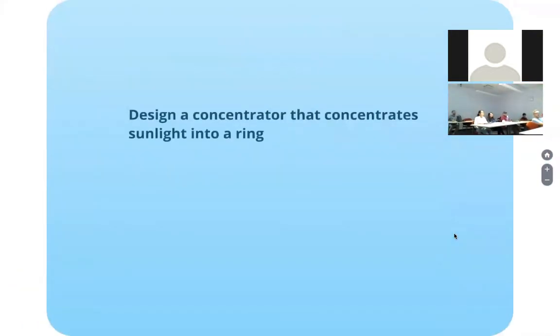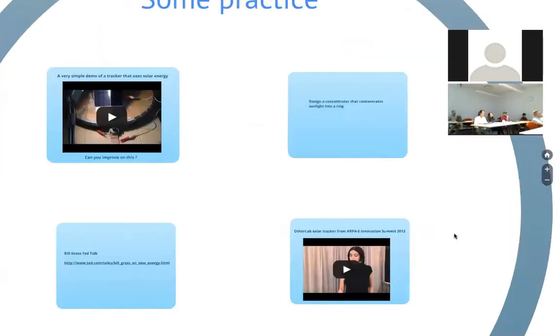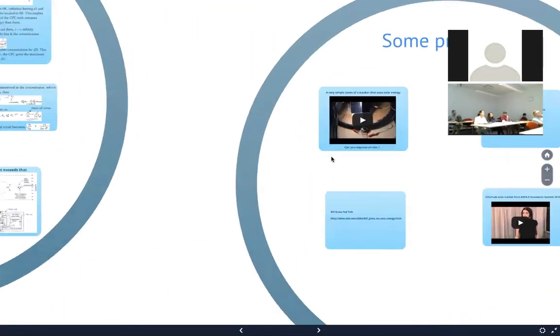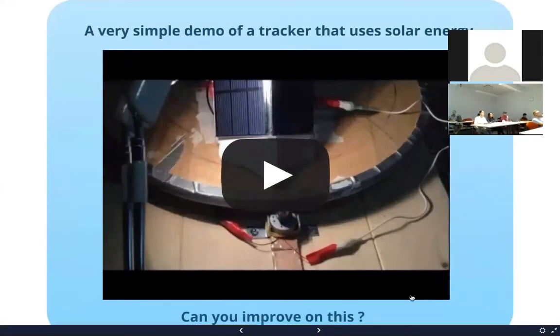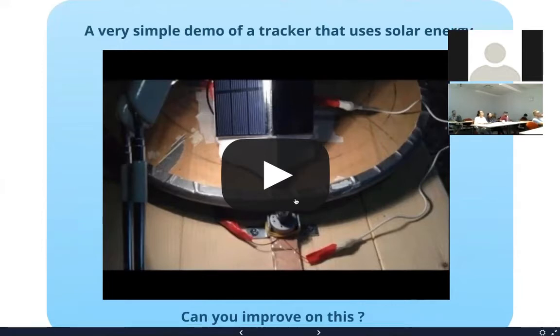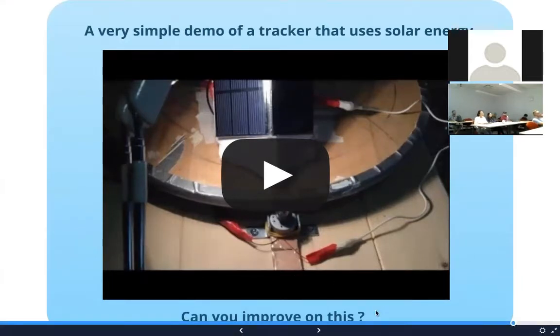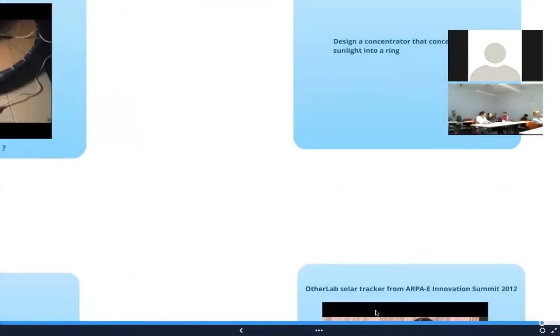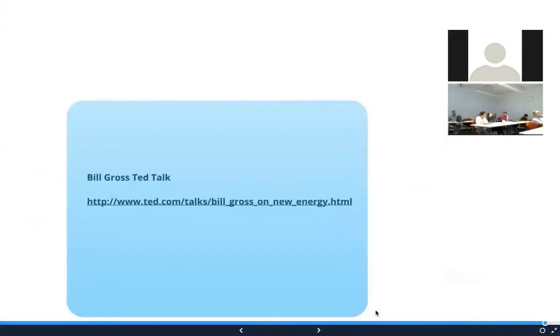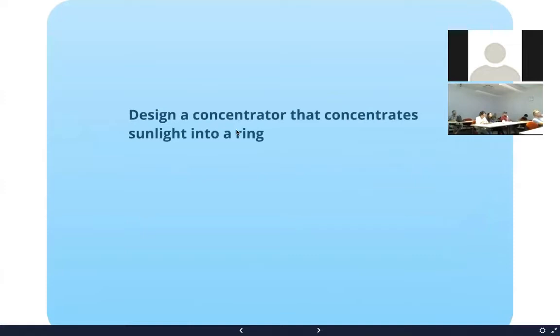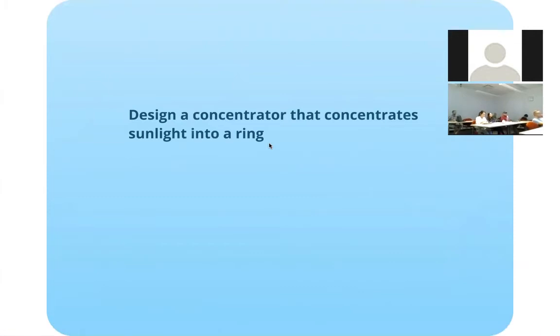And so there were two things I wanted to talk about. First of all, I want you to think about how, for instance, can you improve on this very simple idea of balancing two solar panels to track the sun. So that's number one I want you to brainstorm. And the second problem I want you to brainstorm is can you design a concentrator that concentrates sunlight into a ring? Okay. Now let me explain why you may want to do that.